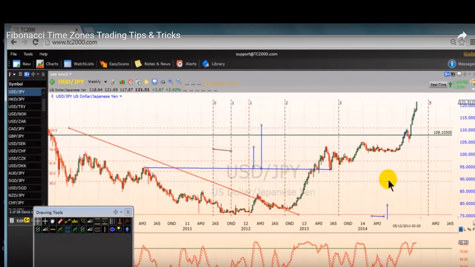Sometimes they work beautifully. All right, but I want to share with you a few tips. Apart from the theory about the Fibonacci time zone that everybody's talking about, I will tell you a few tips that you can apply to this simple tool to make it more powerful and more effective in your day trading, swing trading, and investment decisions.